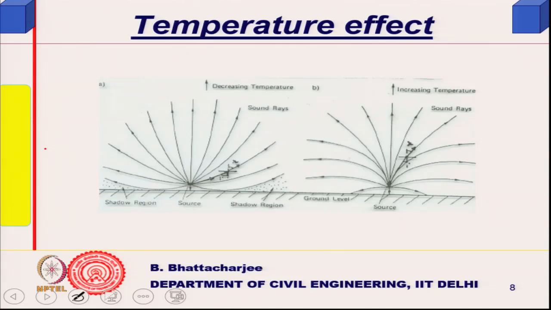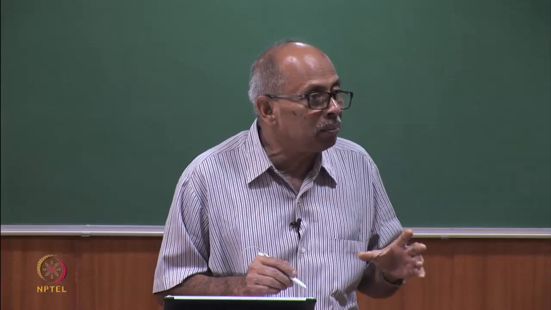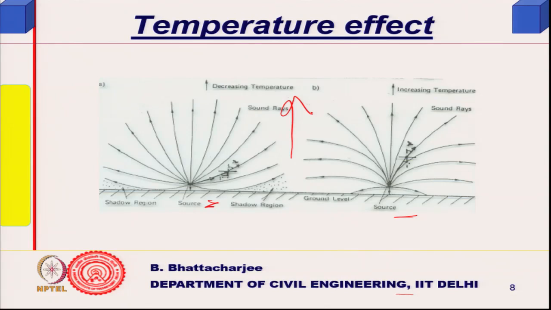The second effect is the temperature effect. What happens is, take daytime and night time, for example. Daytime temperature will be high near the ground, and at night time temperature will be less near the ground because it will radiate out. If the temperature is decreasing along this direction, density is a function of temperature, so you will have higher density at lower temperature. As a result, refraction occurs. Each layer behaves like, you know, there are layers of air with different densities.